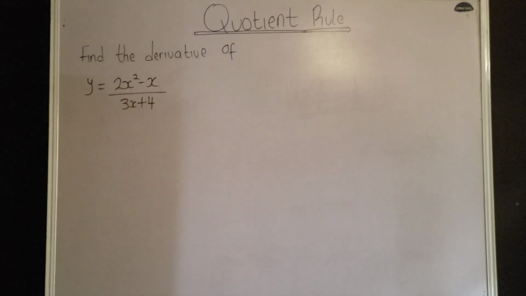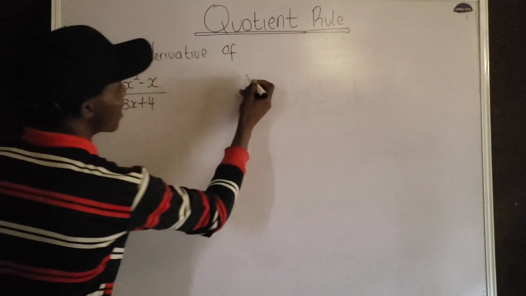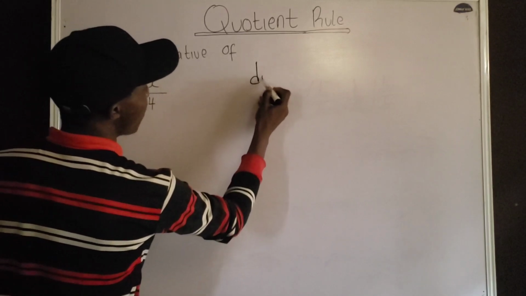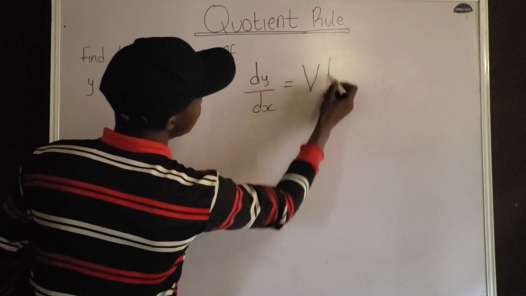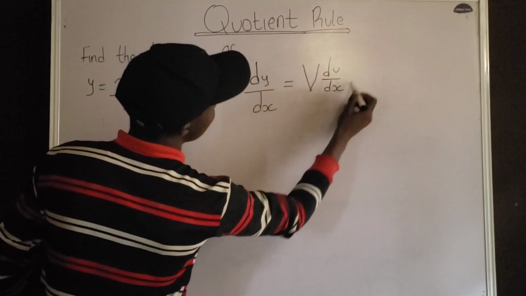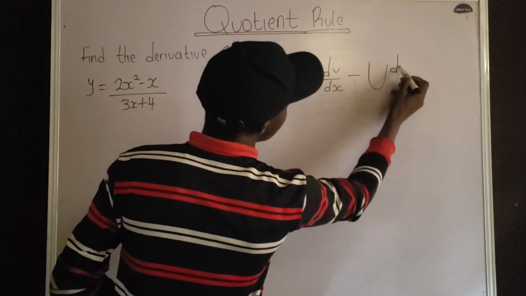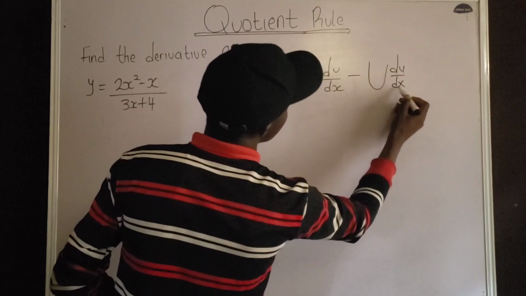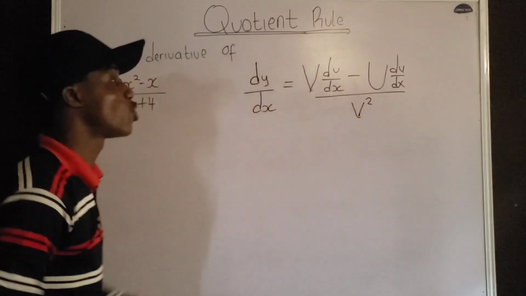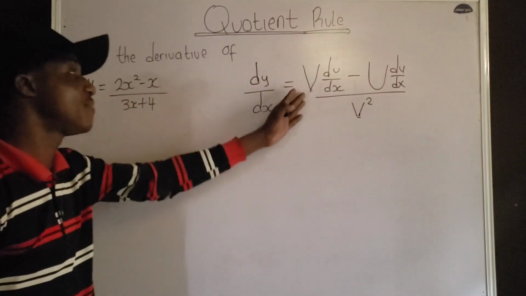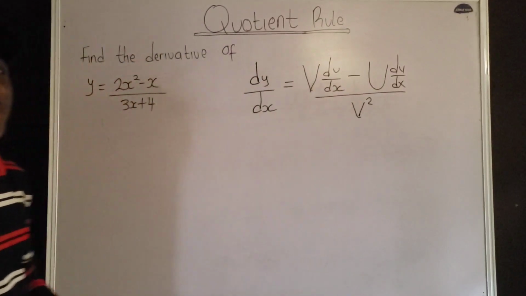To solve this question using the quotient rule, the first step is to remember your formula. Don't forget that the quotient rule says dy/dx is equal to v du/dx minus u dv/dx all over v squared. This is the formula for the quotient rule. As you can see, I need my v and u, and the derivatives of v and u.